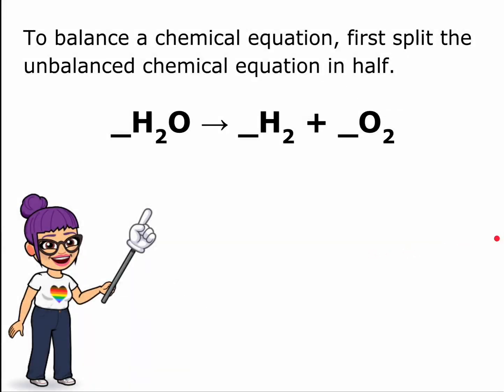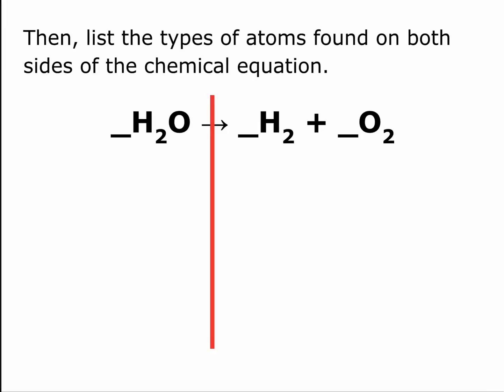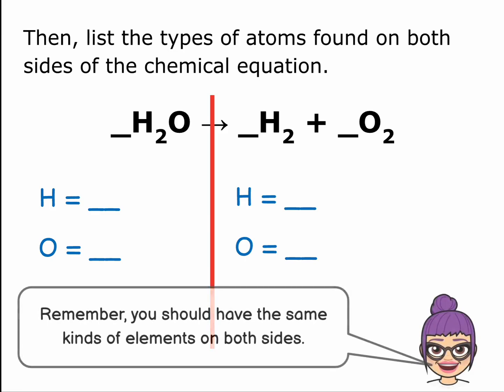So here's how we balance a chemical equation. First, we split the unbalanced chemical equation in half, and I do that just by drawing a line. Then we're going to list the types of atoms found on both sides of the chemical equation. So in the reactants, we have hydrogen and oxygen, and we have the same thing in the products. Remember, you should have the same kinds of atoms on both sides of the chemical equation.